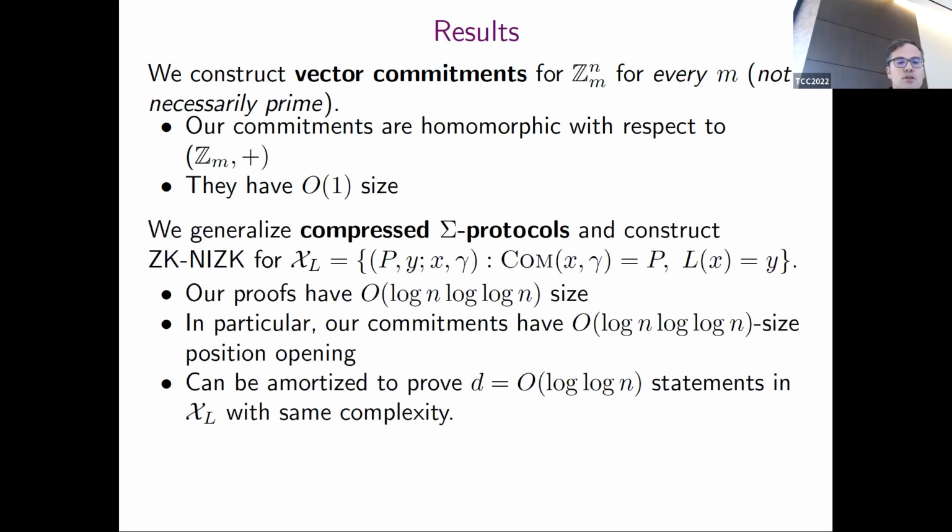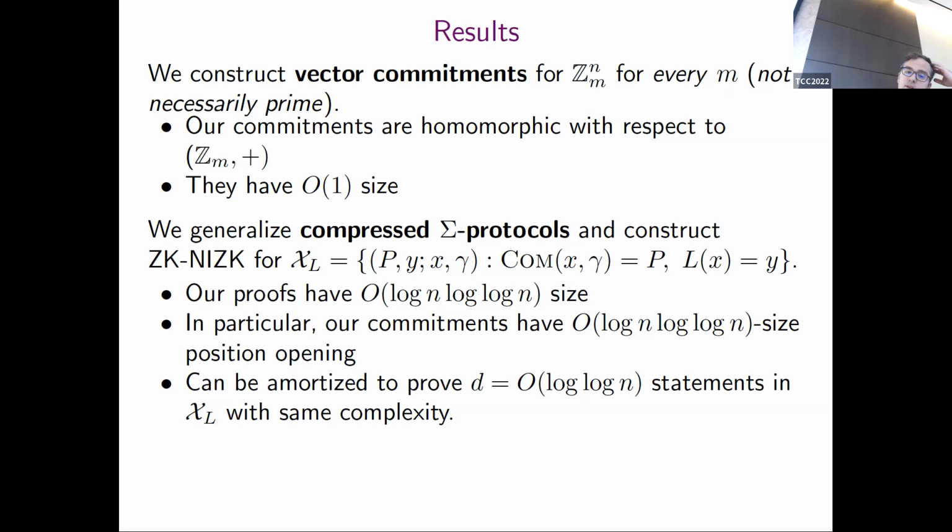We also construct compressing map protocols that prove statements of the form that I just explained in the previous slide. And these proofs in our case will have log n size. So that means that in particular, for example, our commitments have log n size position opening, but we can also open more general combinations of the coordinates of the vector.